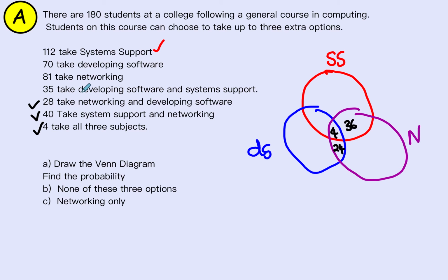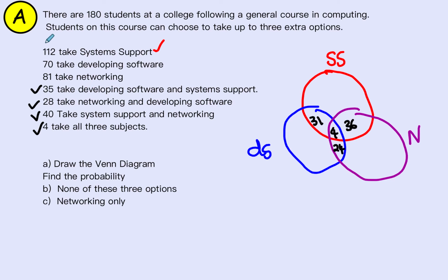Now, 35 students take up developing software and system support. So developing software and system support refers to this overlap where we have 35 for the whole region. So we've got to exclude this space. So we do 35 take away 4, which leaves me with 31. Okay, so I've now answered these sections of the diagram.